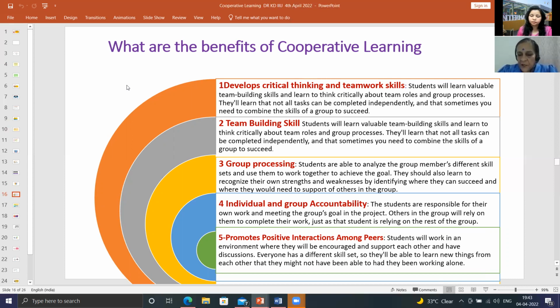Then individual and group accountability. The students are responsible for their own work and for meeting the group goal in the project.